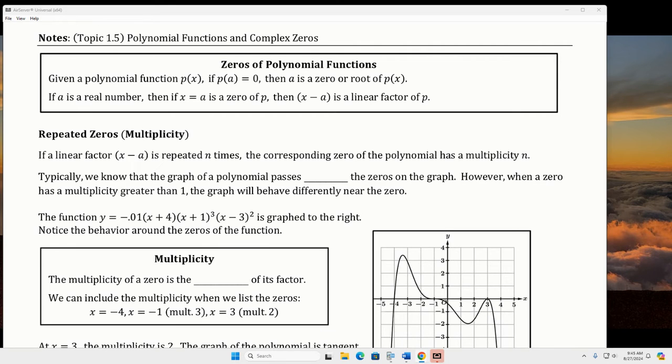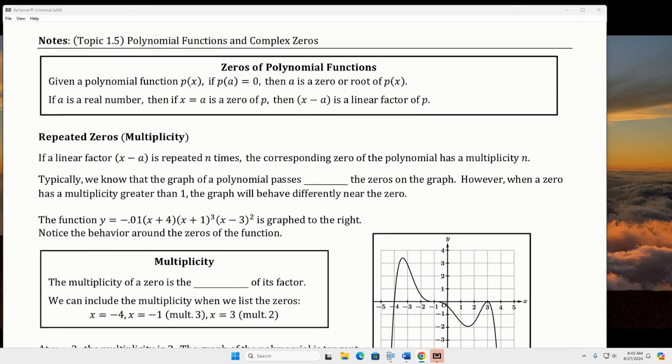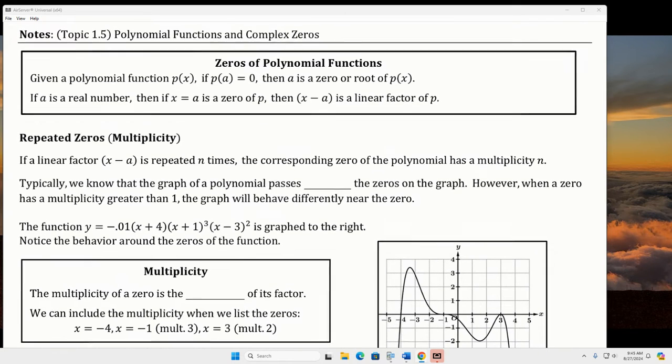All right, so we are still talking about polynomial functions, and we're still talking about the zeros, but we're going to go a little bit more in depth today. So the zeros tell you, and we said this yesterday, what input values make the function equal to zero. Zeros are also called roots, so those are synonyms. They mean basically the same thing.